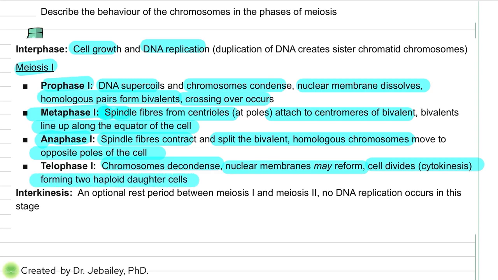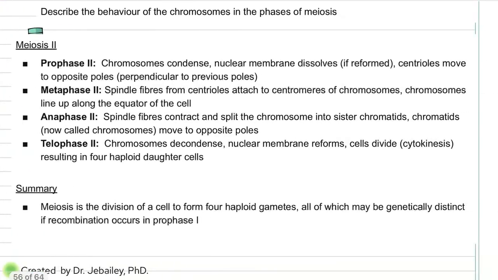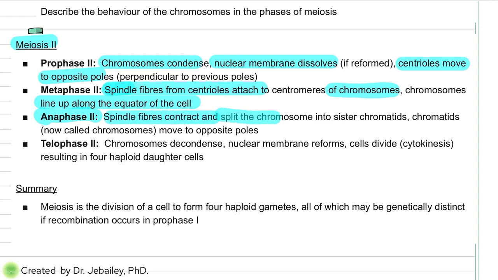In telophase, chromosomes decondense, the nuclear envelope comes back, and the cell divides through cytokinesis to form 2 haploid daughter cells. In this case, it's still diploid, 46, because haploid would have been 23. Interkinesis, you do not need to know, but it's basically a period between meiosis 1 and meiosis 2, and there's no replication whatsoever. Then in meiosis 2, chromosomes condense, the nuclear membrane dissolves, and the centrioles move to opposite poles. And see, there's no crossover here. Now the chromosomes, you see, are not homologous, and they line up at the equator. In anaphase 2, the spindles contract and split the sisters, and they move to opposite poles.